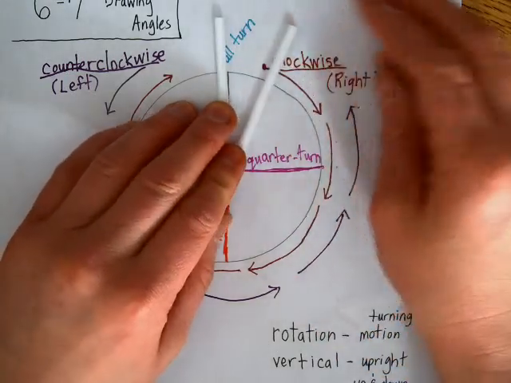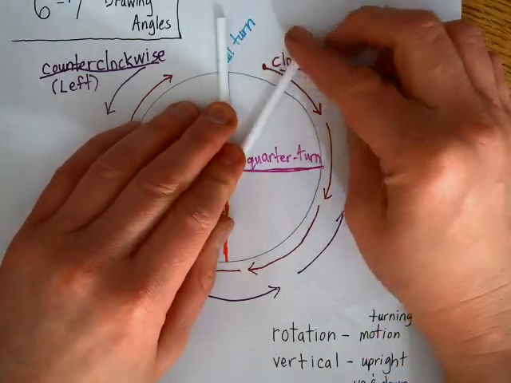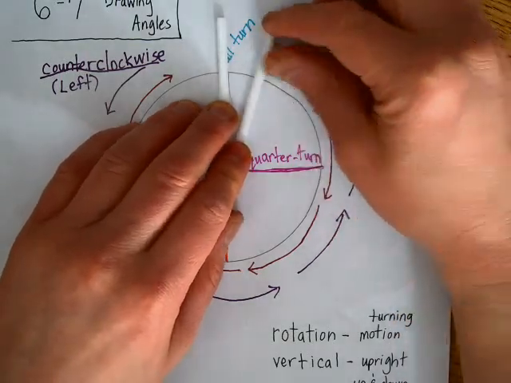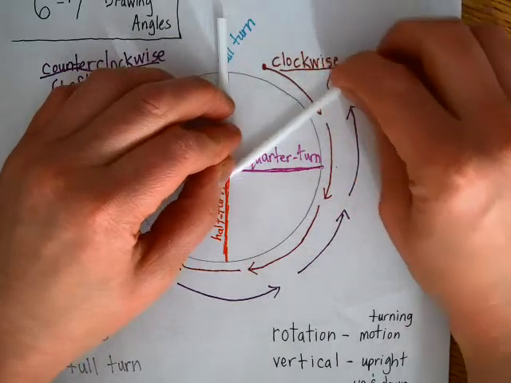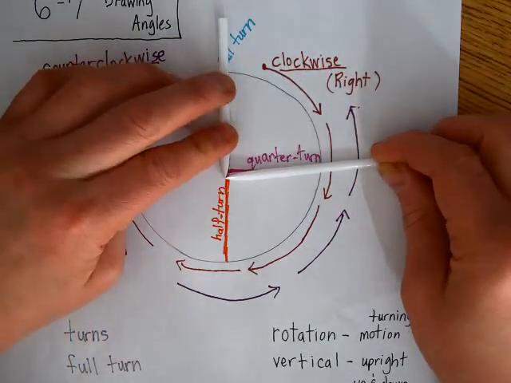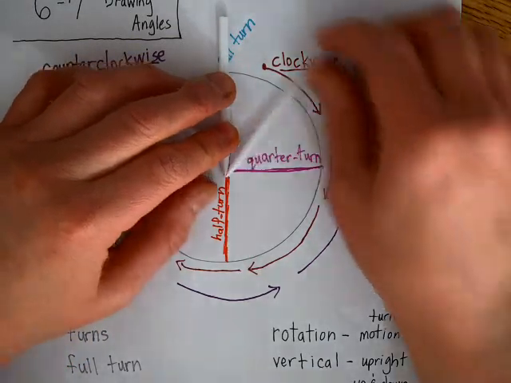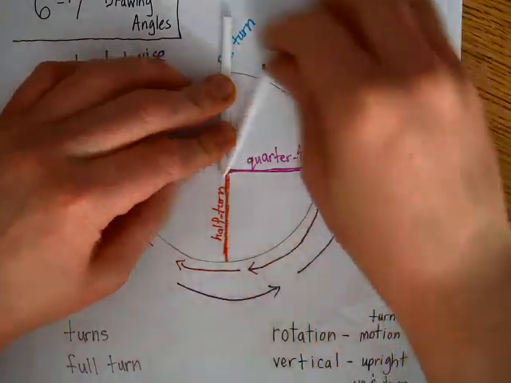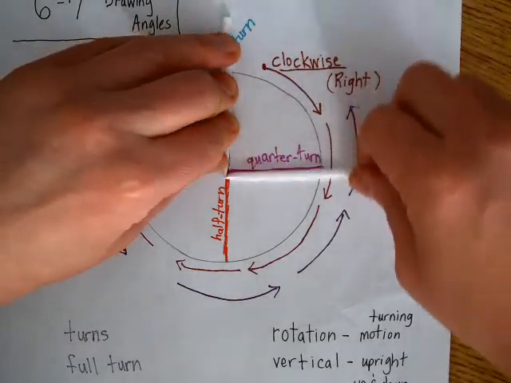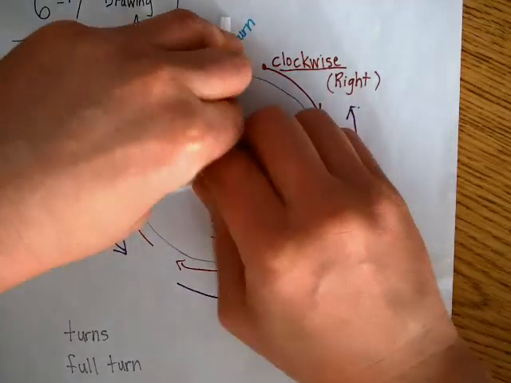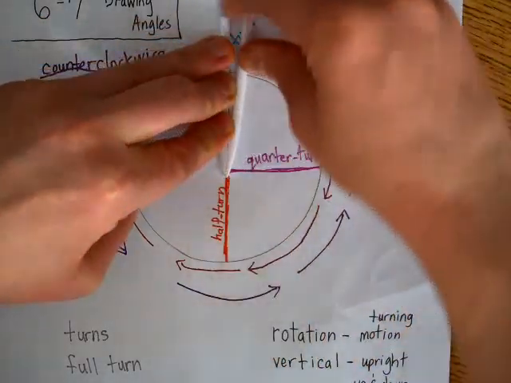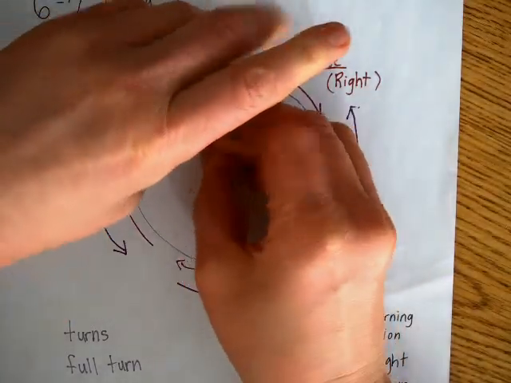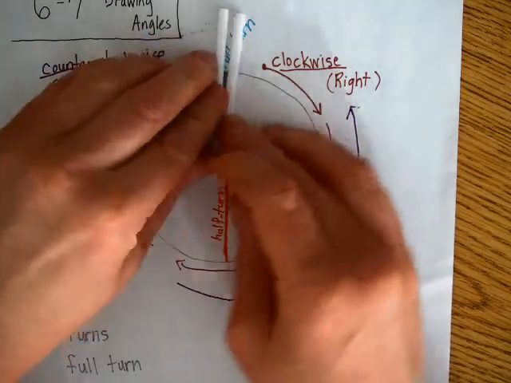For example, if we want to talk about moving clockwise to a quarter turn, then they would do this. Move clockwise to a half turn, and they would do this. Move clockwise to 3/4 turn, would come all the way around to here. Move clockwise for a full turn. Remember, clockwise is to the right. You go all the way back around here for a full turn.